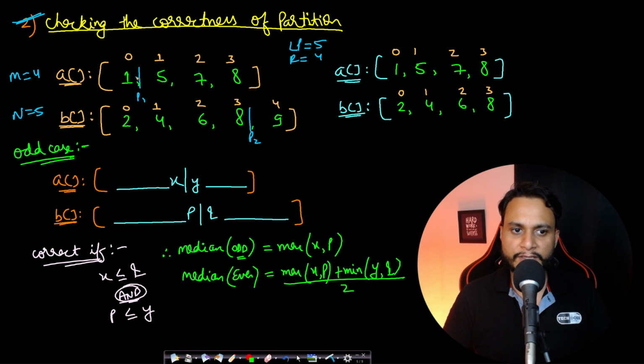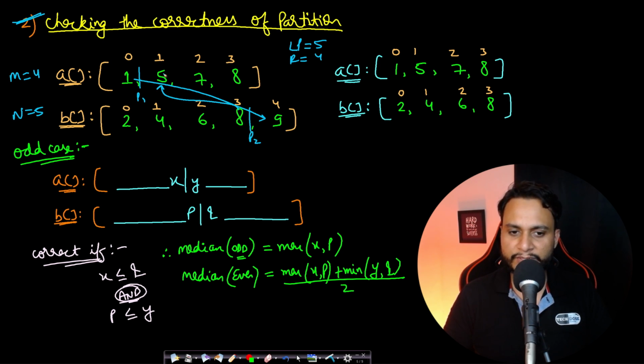Now since the first array is sorted, you know that 1 will always be less than or equal to 5 and 8 will always be less than or equal to 9. So you need not check the element order in the same array because they are already sorted. So what you need to do is cross check. You need to check this 1 with 9 and this 8 with 5. You need to cross check the boundary elements.